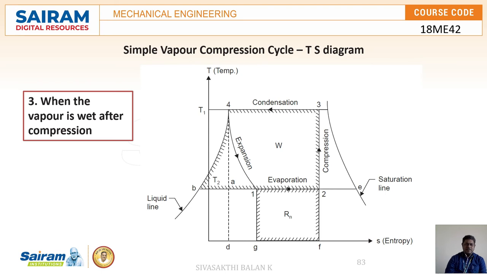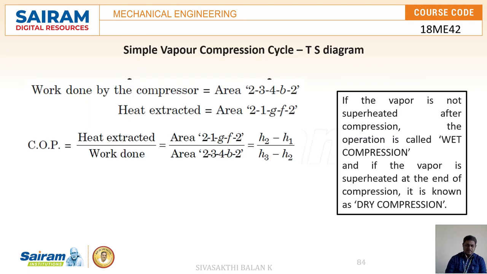The third condition is when the vapor is wet after the compression. Since it is wet, it will not lie on the saturation line. It will be before the saturation line. The end point 3 also depends upon the dryness fraction, the quality of the wet steam. In this condition, we keep this 3 as the end point of the compression. So the TS diagram varies according to the quality of the steam at the end of the compression. Again, using the same procedure, we get COP as H2 minus H1 divided by H3 minus H2, where H3 is the enthalpy of wet steam.